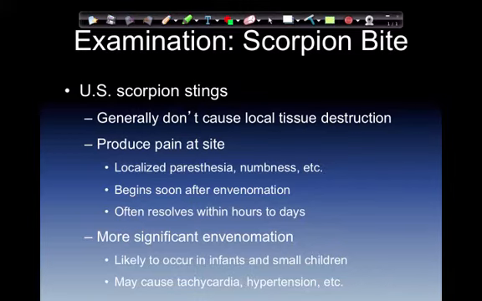Examination of a scorpion bite. U.S. scorpion stings generally don't cause local tissue destruction. They produce pain at the site, localized paresthesia, numbness, and tingling that begin soon after the envenomation and often resolve within a couple hours or hours to days. More significant envenomation is more likely to occur in infants and small children, and it may cause tachycardia and hypertension.